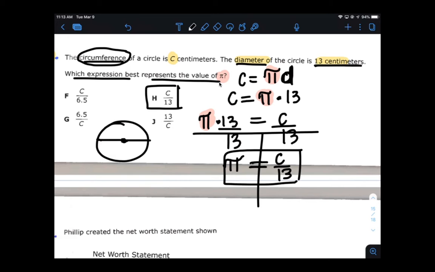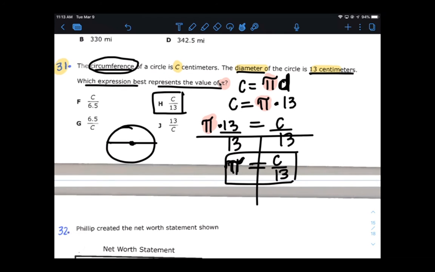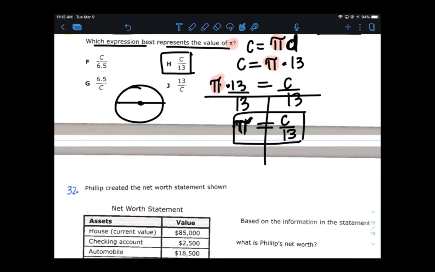There you go. Right, so sometimes they're going to ask you to isolate or find the value of a certain variable that is in the formula. So we follow the steps of solving equations, and there you go. Problem 31 is done. Now we go to problem 32.